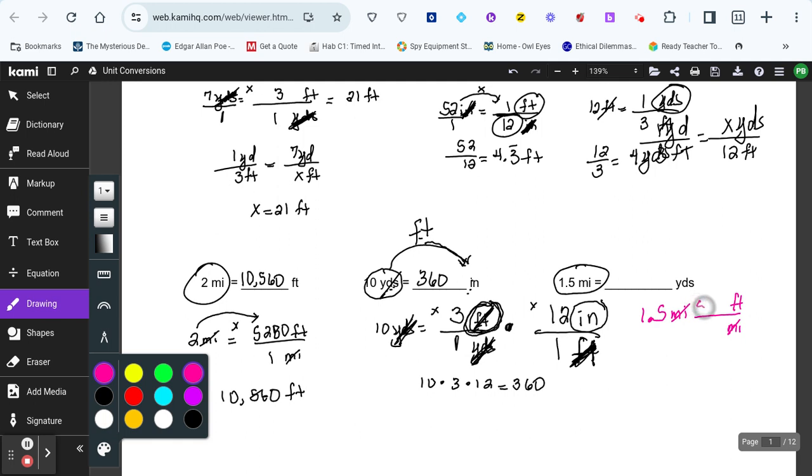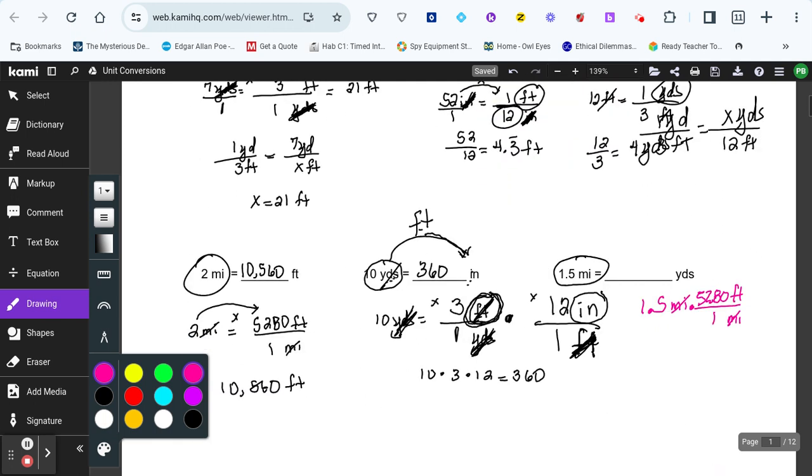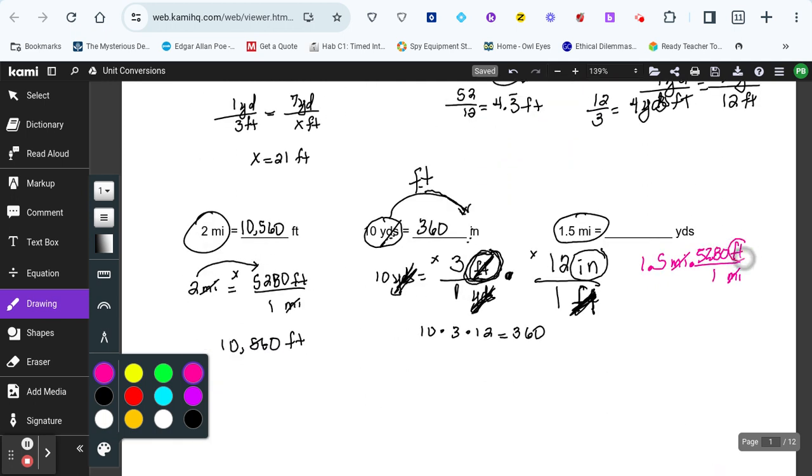Well, 5,280 feet are in 1 mile. I don't know why this pen is doing this. But it only gets me from miles to feet. Now I've got feet left. So now I need to get rid of feet. I need to see if there's a way for me to get from feet to yards. So let's see.